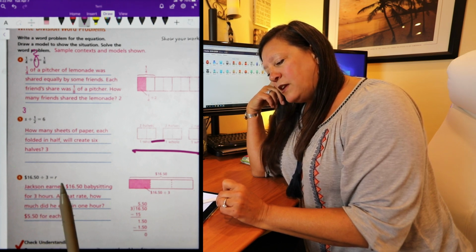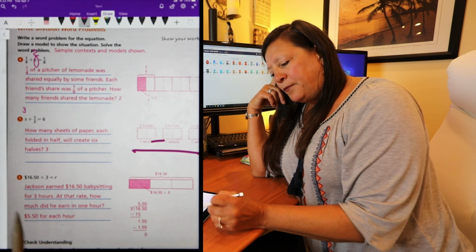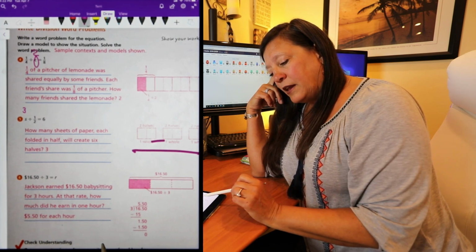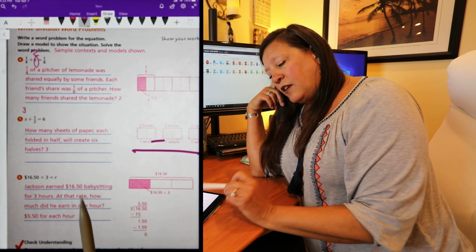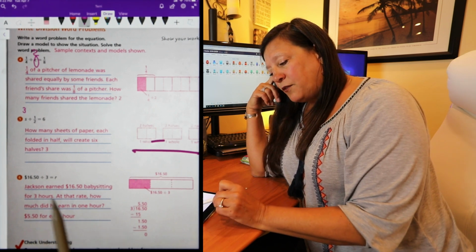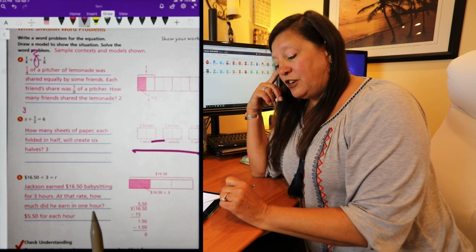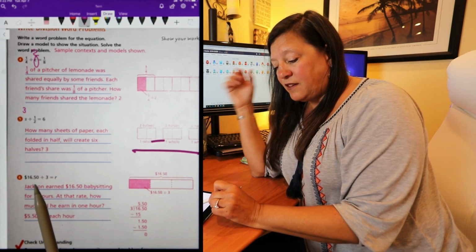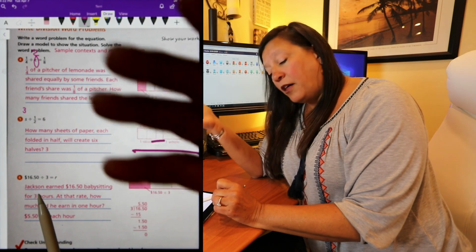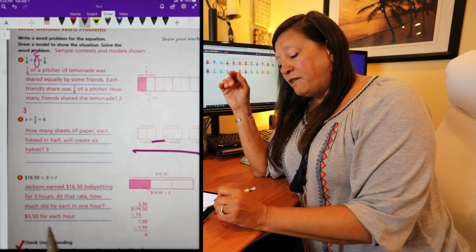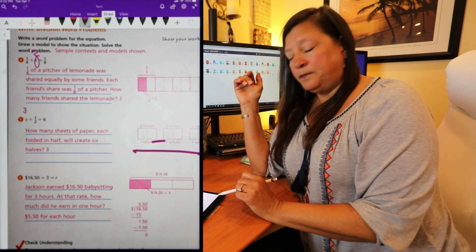$16.50 divided by 3 equals R. Okay, so here is a word problem that would fulfill that equation. Jackson earns $16.50 babysitting for 3 hours. At that rate, how much did he earn in 1 hour? So it's $16.50 he earned altogether. Divide that by 3 hours, so that means he earned $5.50 per hour.